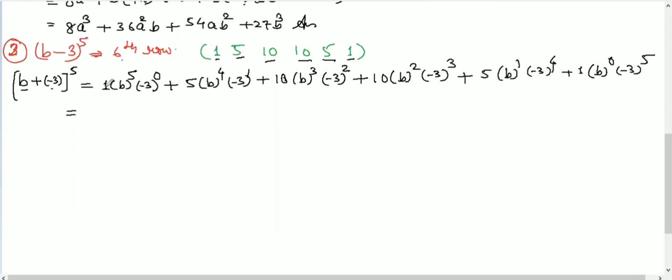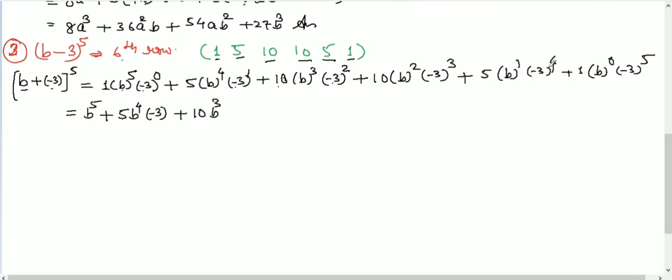Next step we will do it here. So 1, no need to write. Write down b to the power 5. Minus 3 to the power 0 will give you 1, so no need to write it here. Plus here it is 5 b to the power 4, and minus 3 to the power 1 will be minus 3. The next one is 10 b to the power 3 and minus 3 to the power 2.